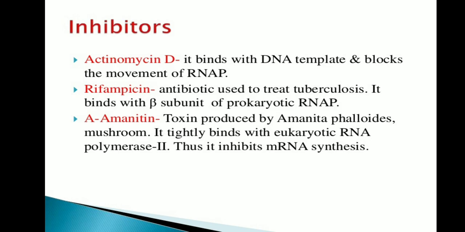Then another toxin, that is amanitin. This toxin is produced by the Amanita phalloides mushroom. So this mushroom secretes this kind of toxin. It tightly binds with eukaryotic RNA polymerase II, and thus it inhibits mRNA synthesis in the eukaryotic system. So these are some of the inhibitors of the transcription process.